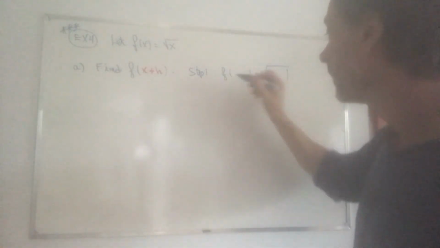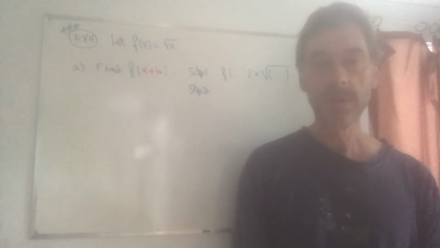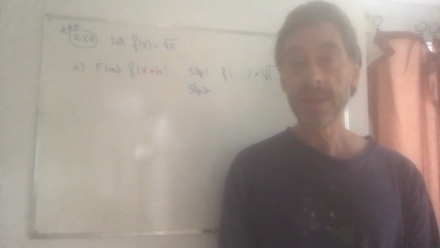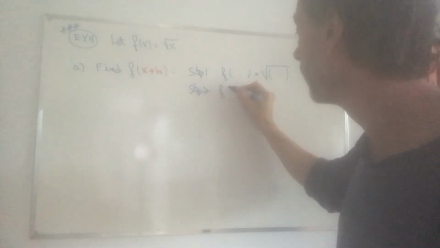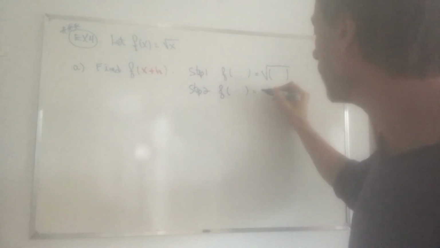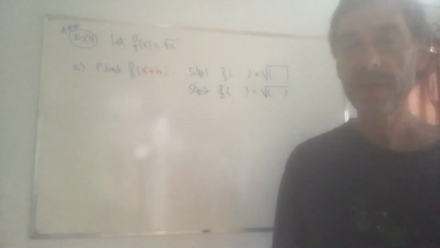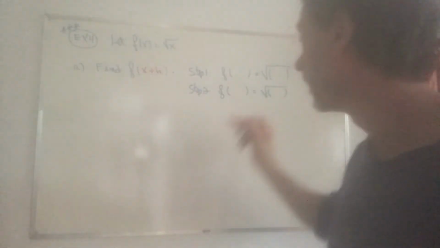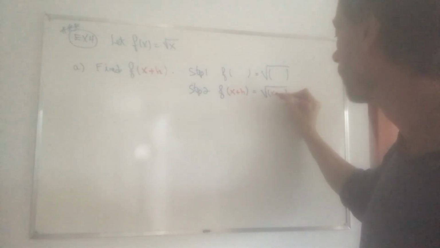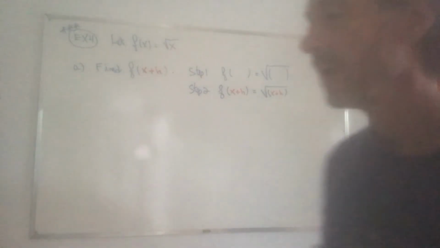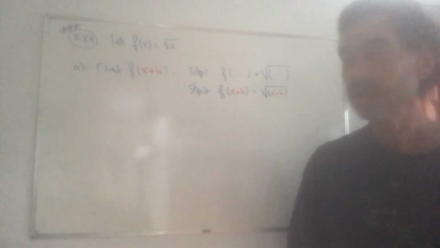Okay? Step two. What do I do in step two? Put in the open bracket x plus h. So f of open bracket equals root of open bracket. And what do I put in open bracket? I put x plus h. Et voila. That's done. F of x plus h is the root of x plus h.